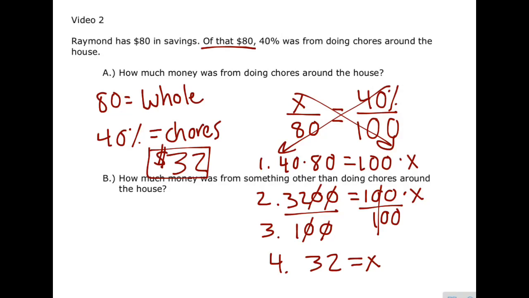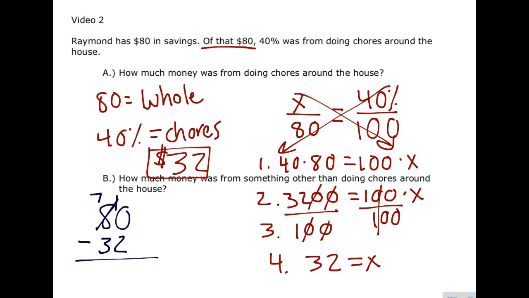And that's about 40% of $80. How much money was from something other than doing chores around the house? So if he has $80 in savings and 32 of it was from doing chores, you could take 32 away from 80 to figure out the amount for something other than doing chores.